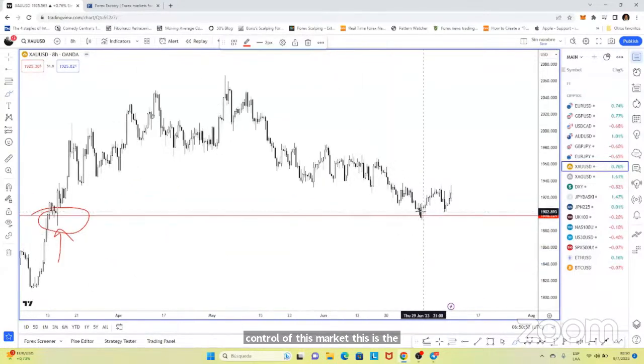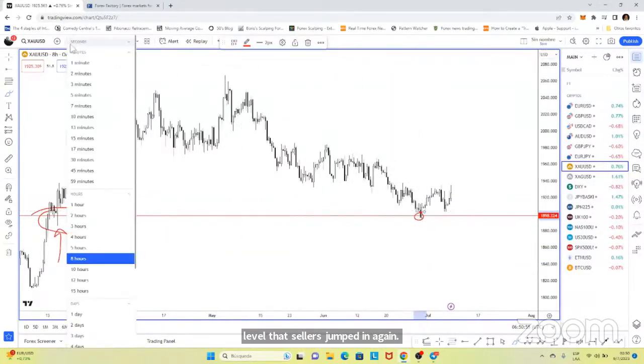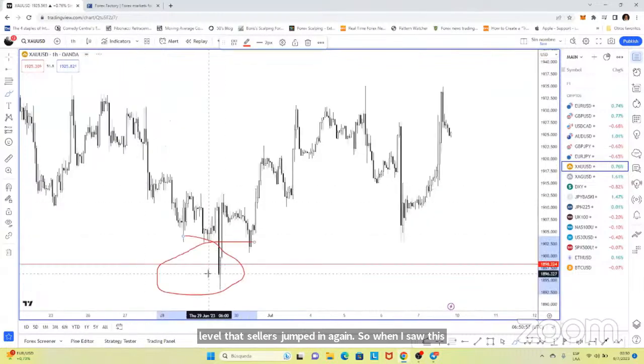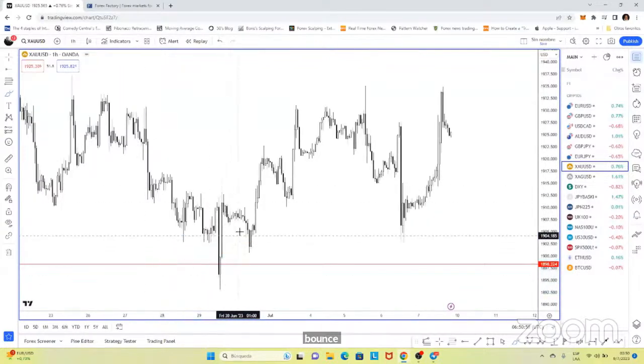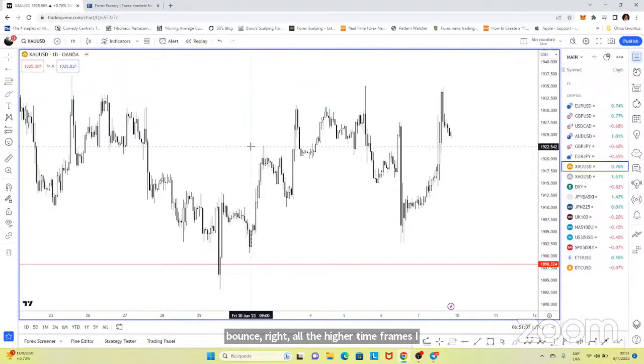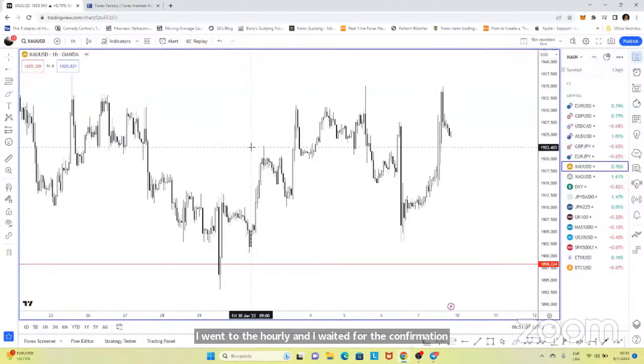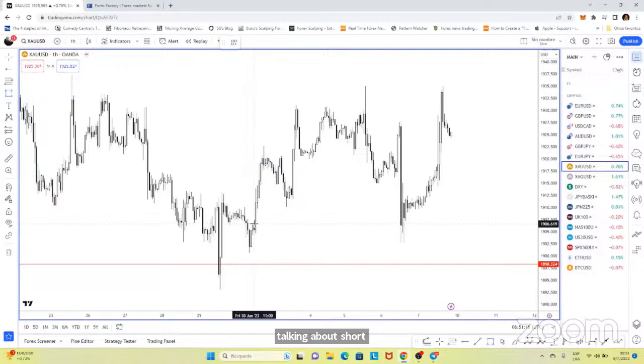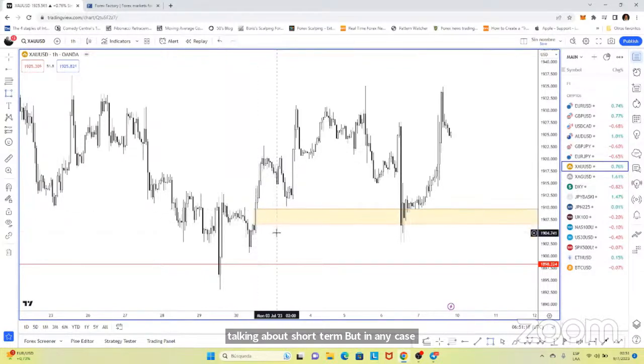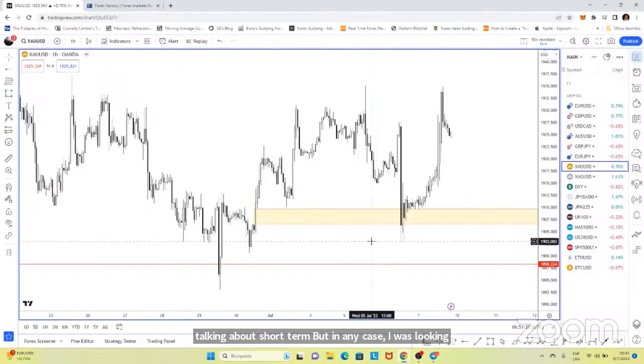So when I saw this bounce on the higher time frames, I went to the hourly. Let me just delete that. I went to the hourly and I waited for the confirmation of a trend shift in the shorter term. I mean, this is the hourly, so we cannot be talking about short term. But in any case, I was looking for this. This is the imbalance that I took my entry on.